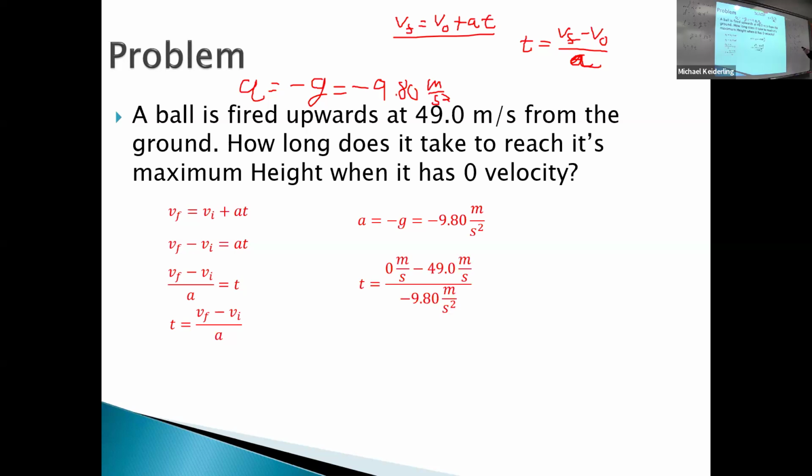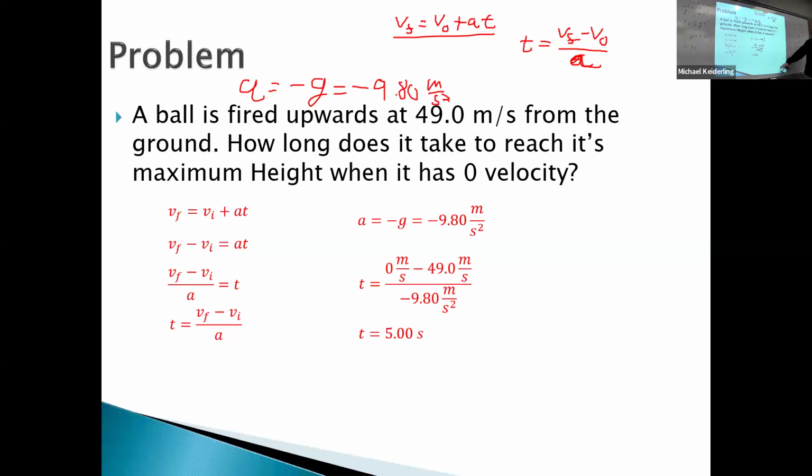And so our final velocity is 0 meters per second. Our initial velocity is 49 meters per second. So 0 minus 49, and divided by negative 9.8 meters per second squared. Negative 49 divided by negative 9.8 gives us 5 seconds.